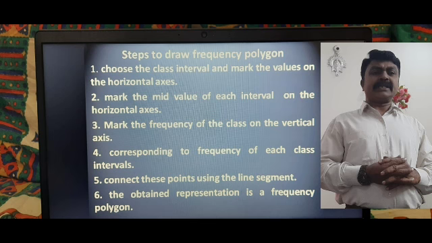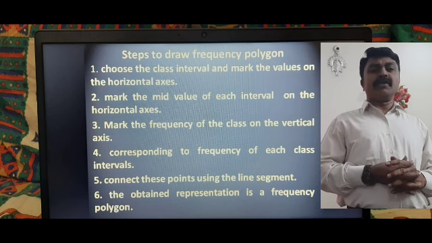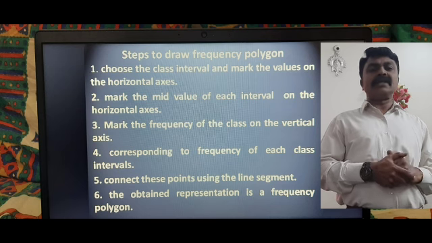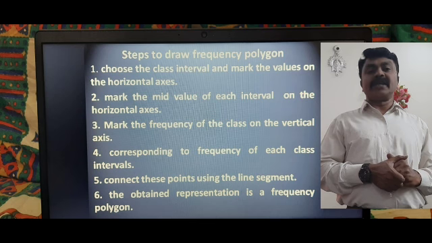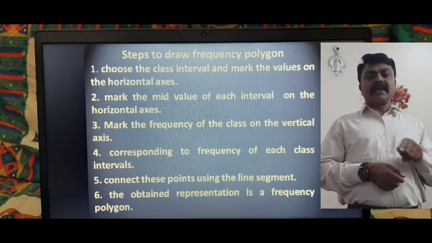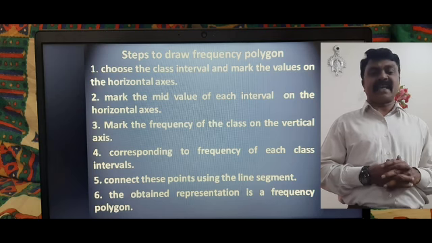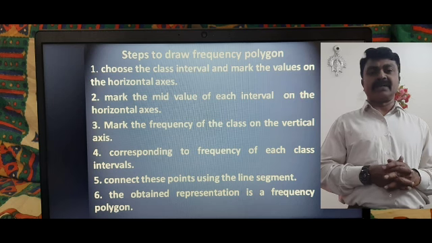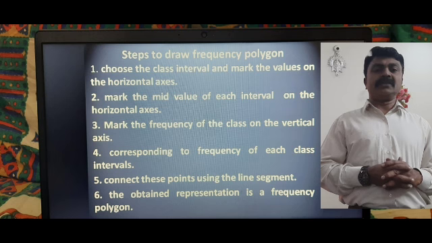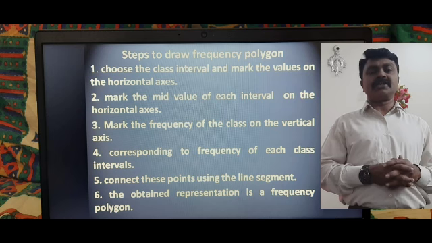Second, the steps to draw a frequency polygon. One by one we can understand that. Number one is to choose the class intervals and mark the values on the horizontal axis. Horizontal axis means the x-axis. The first step is to identify the class intervals, for example 0 to 10, 10 to 20, 20 to 30, 30 to 40, 40 to 50, like that. Then mark the values horizontally.